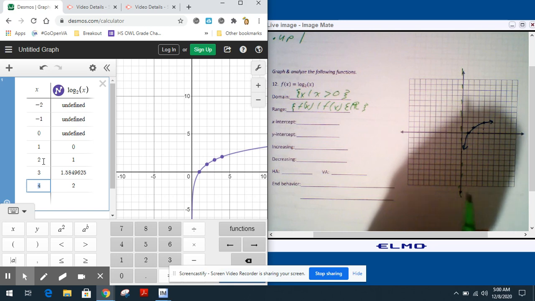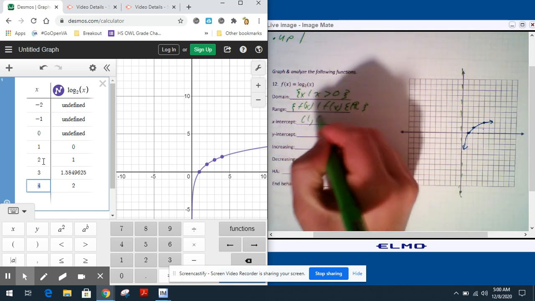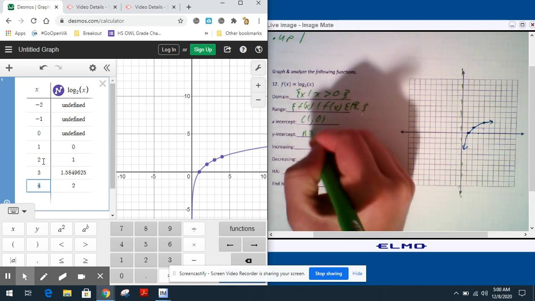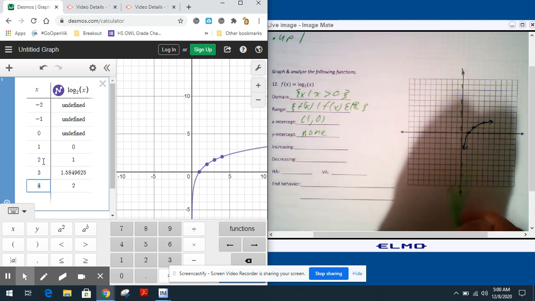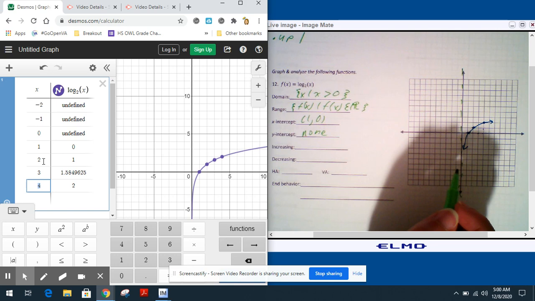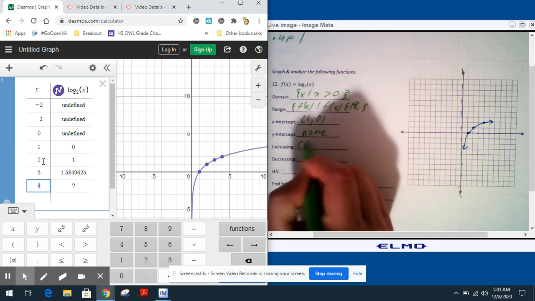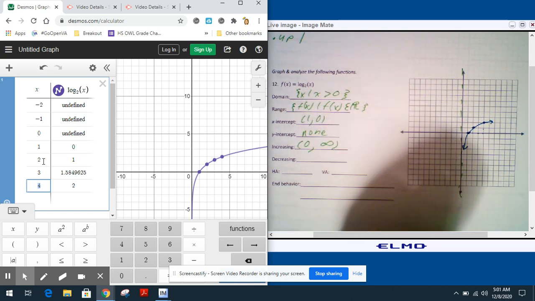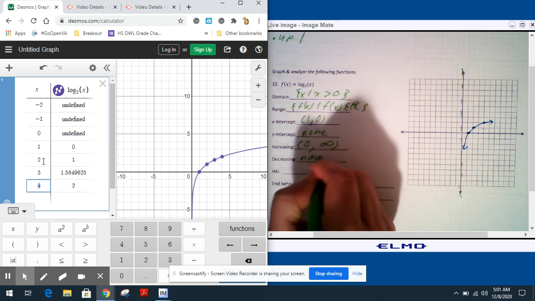X-intercept here is (1, 0). We don't have a y-intercept here because our vertical asymptote is on the y-axis. I'm increasing not forever, but from 0 to infinity. So I'm starting super close to 0, and I'm increasing for infinity. I'm not decreasing at all.